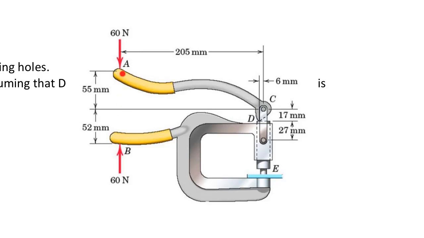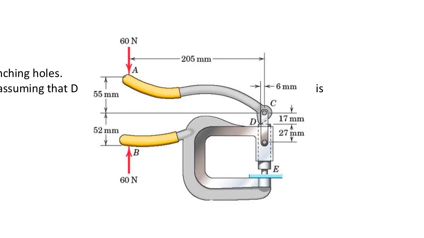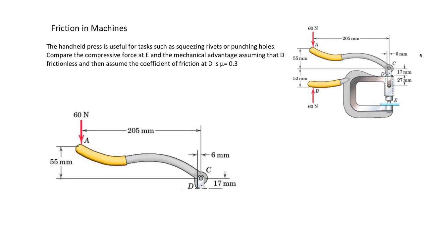When you squeeze these two handles, it rotates this part around point C here, and then D pushes downward on the rivet part, and this is where the riveting actually takes place. So what we're looking for is what's going on right there at D. Let's zoom out here and see if we can analyze this.